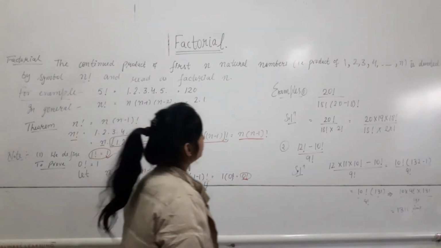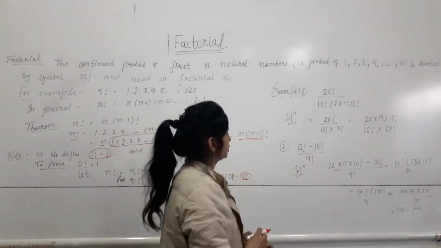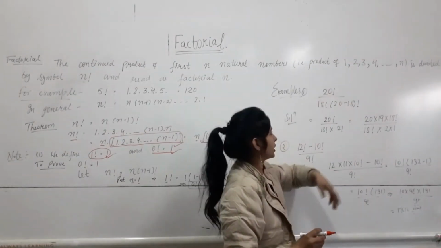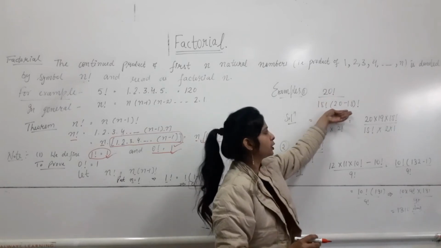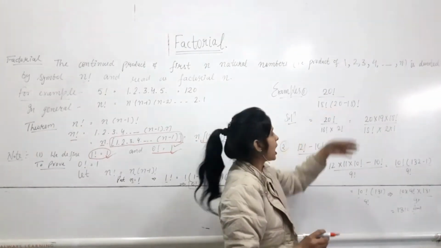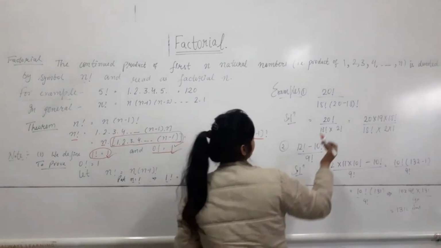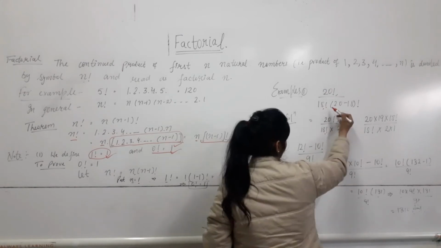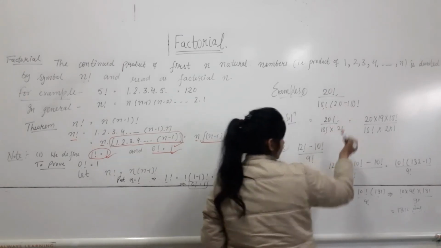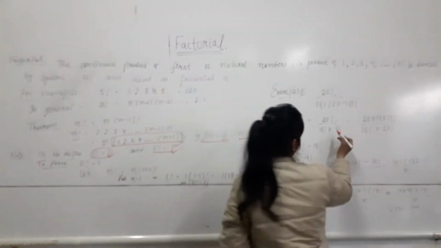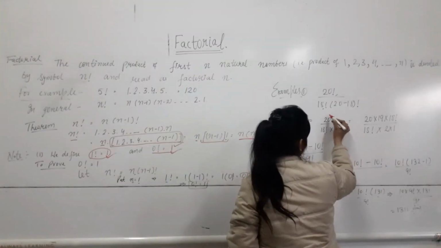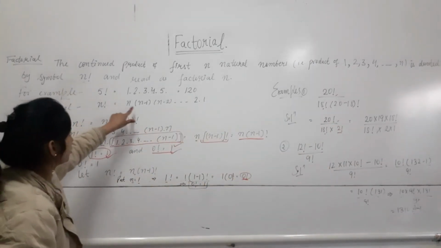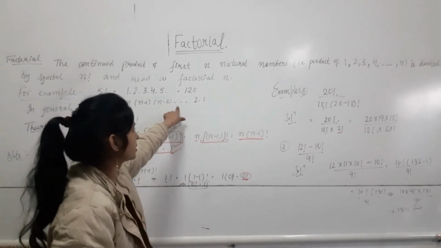Now I have discussed two examples here. Example number 1 is 20 factorial divided by 18 factorial into 20 minus 18 factorial. How will we solve this example? Look here: 20 factorial over 18 factorial, multiplied by 20 minus 18, which is 2 factorial. We will expand the factorial, as n factorial is n into n minus 1, n minus 2, n minus 3 up to 1.